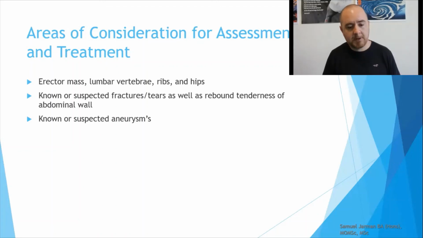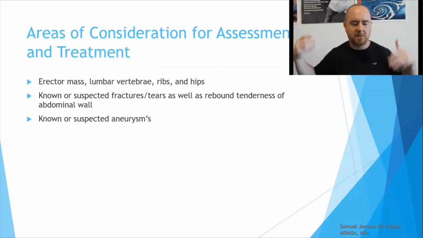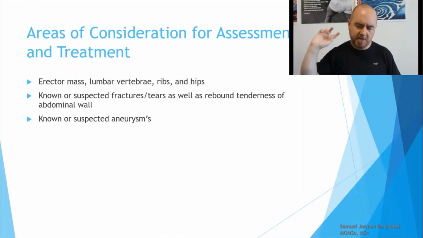So again, you're generally looking at the lumbar region itself, so the erector mass, the lumbar vertebrae, the ribs, because there is going to be some connection muscularly, so especially iliocostalis thoracis, being able to exert some torso extension to create lumbar extension, you may want to consider it through there, and then the ribs themselves and the hips.